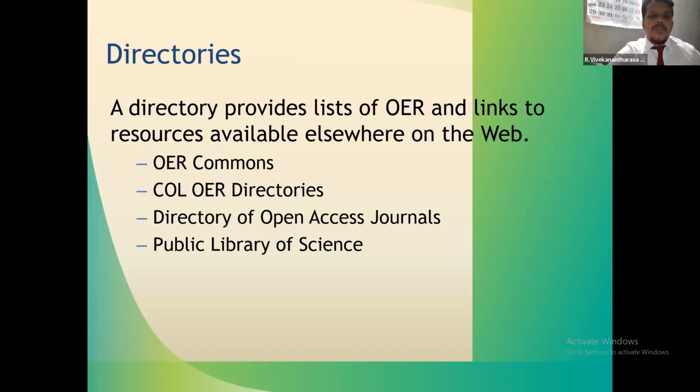Directories: a directory provides a list of OER and links to resources available elsewhere on the web. Sometimes you get ideas from different journal publications or even some websites. All those things come under directories. For example, the COL OER directories from the Commonwealth of Learning, the Directory of Open Access Journals, and the Public Library of Science. You can get so many resources through directories.